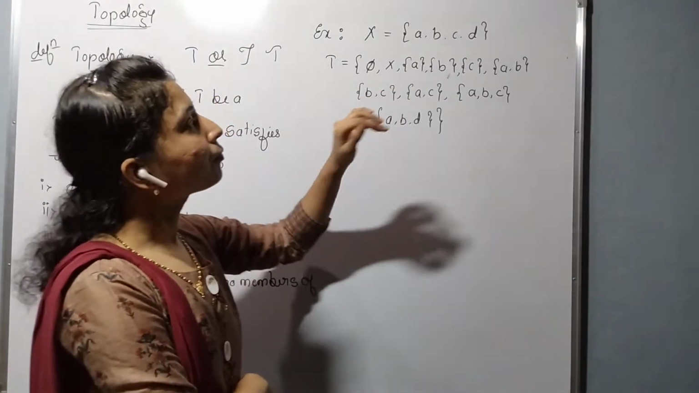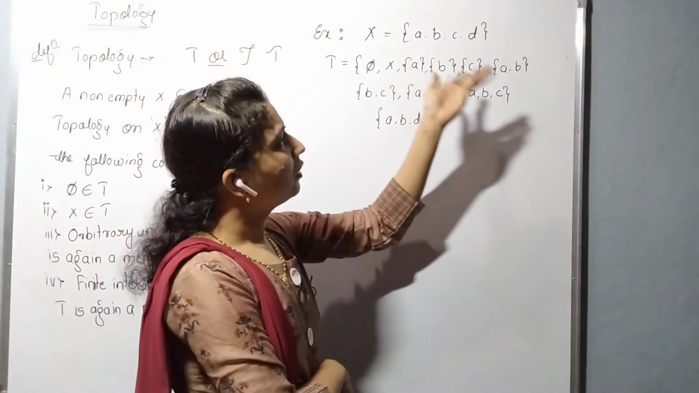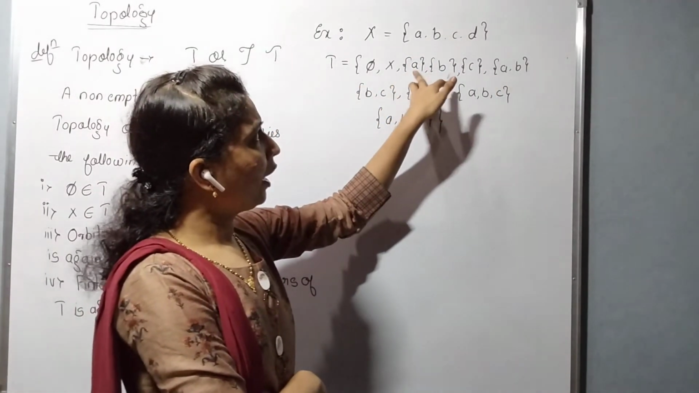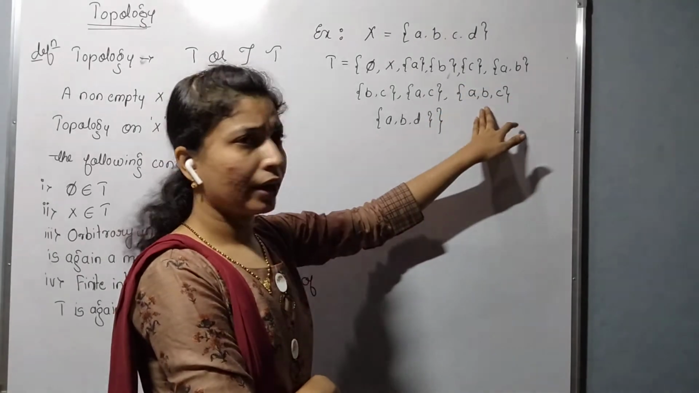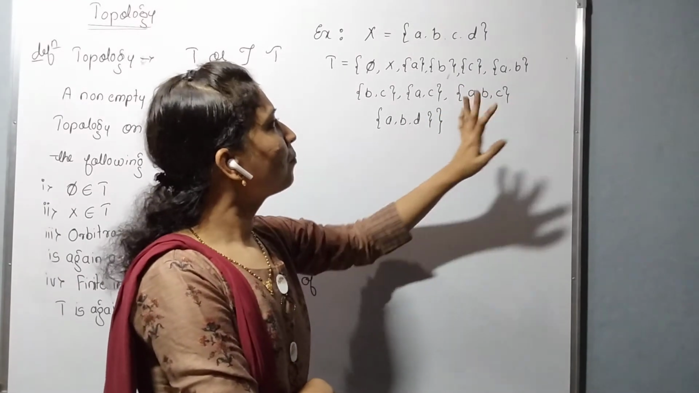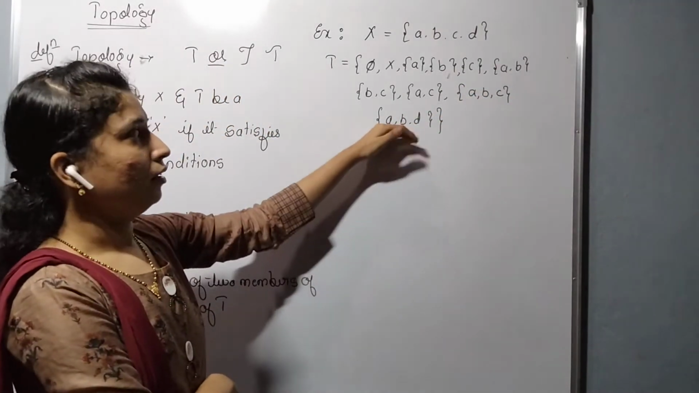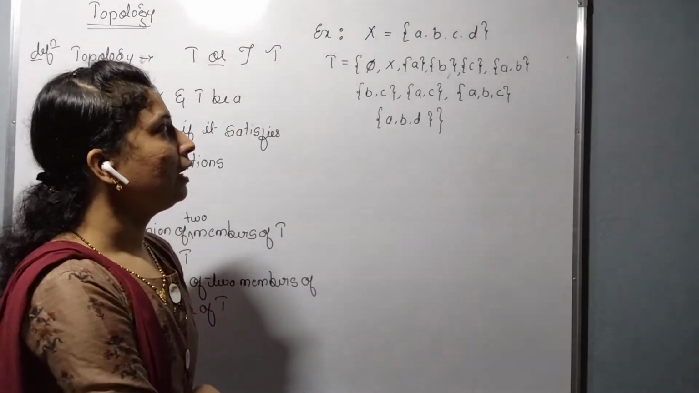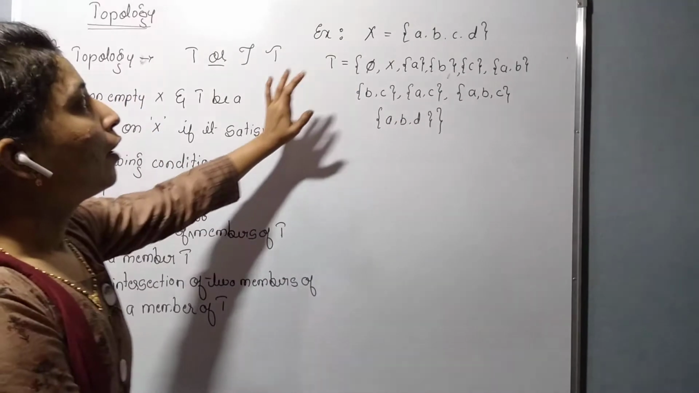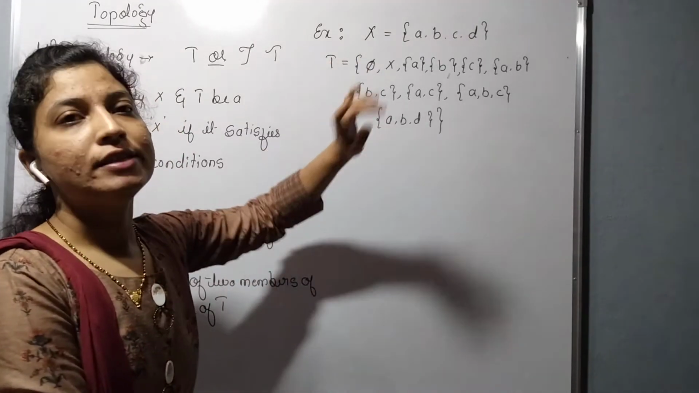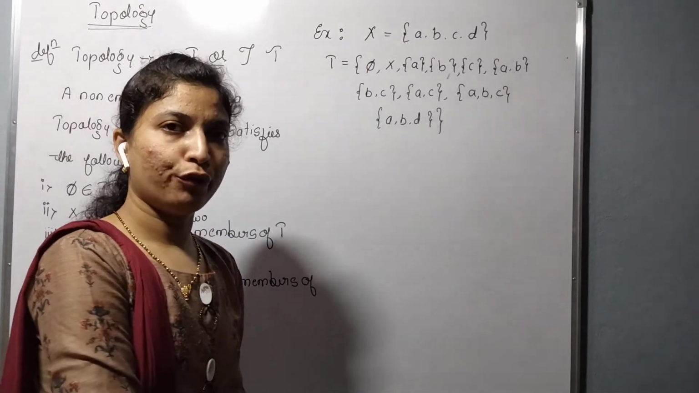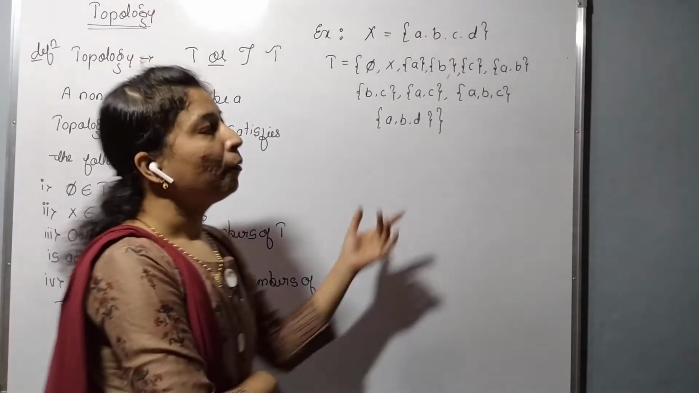Then next, the remaining union of A, B and C is again the union of A, B, C, and this term can be left at that. The next, fourth condition is: finite intersection of two members of tau is again a member of tau.